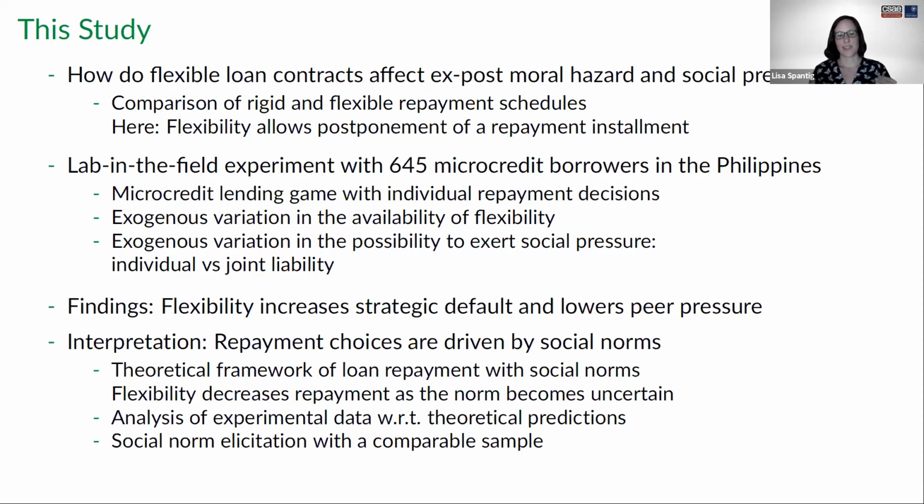Once flexibility is introduced, this norm becomes less applicable, and it's uncertain how to actually conform to it. Then we reanalyze our experimental data with respect to the theoretical predictions, and finally go back to the field to measure social norms in a similar sample.